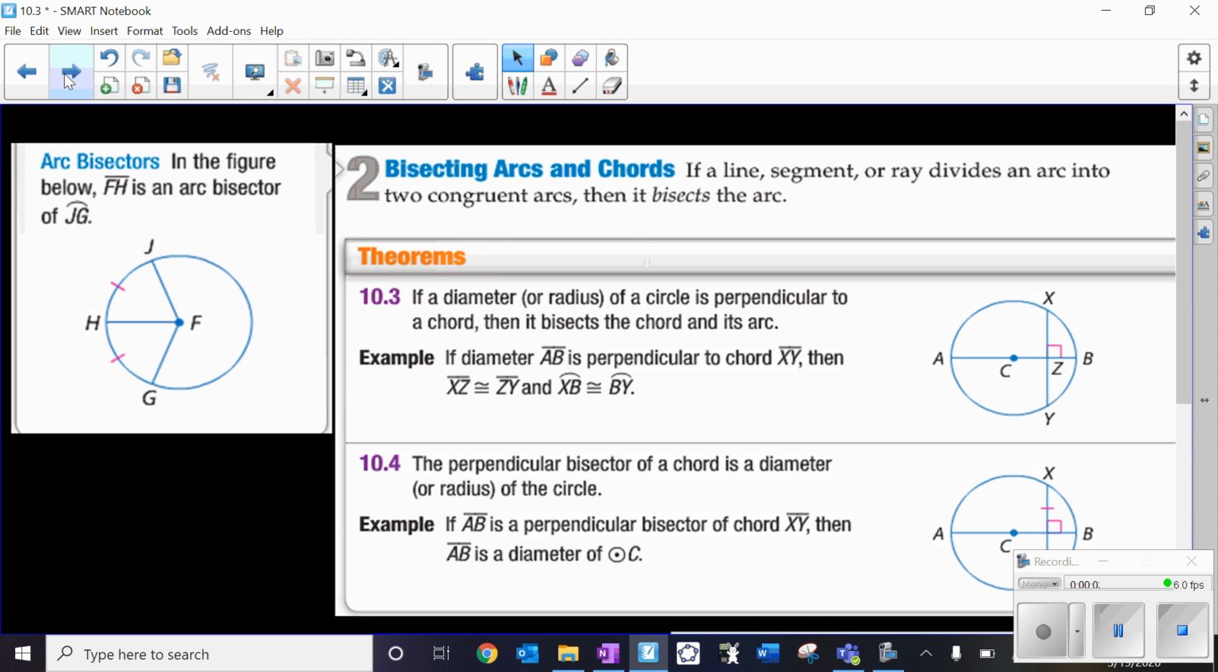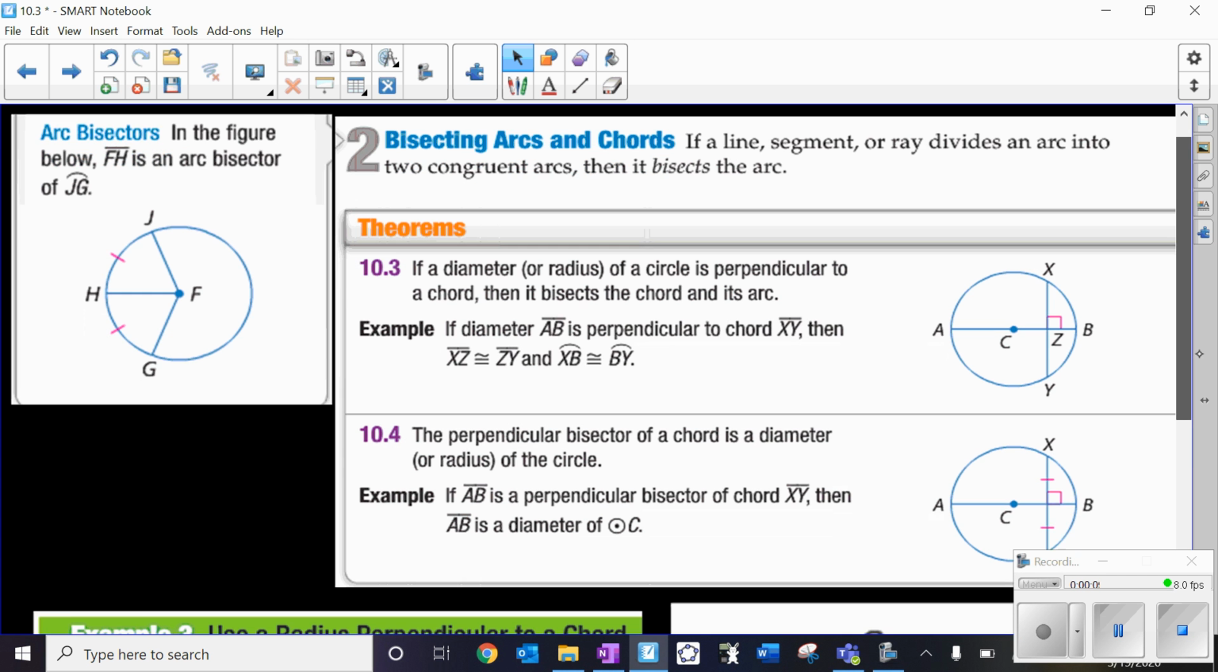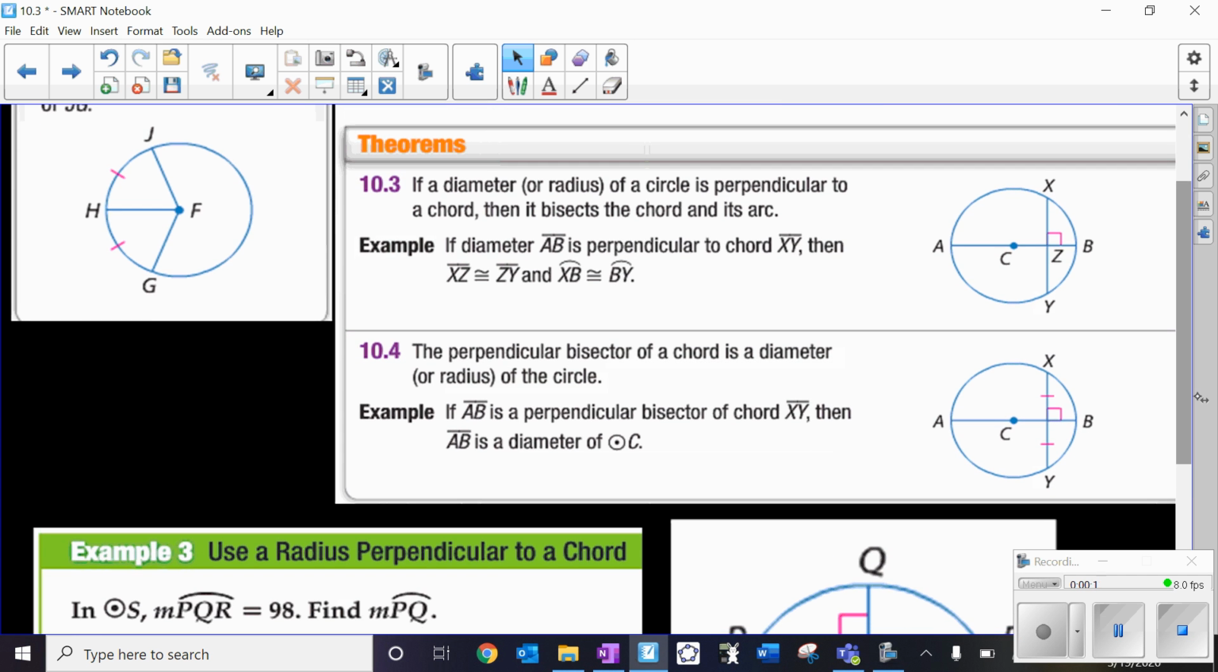Our next relationship is going to look at bisecting arcs and chords. So I'm going to scroll down to the second picture right here because it's really going to be the same thing for both of them. It says the perpendicular bisector of a chord is the diameter or radius of the circle.